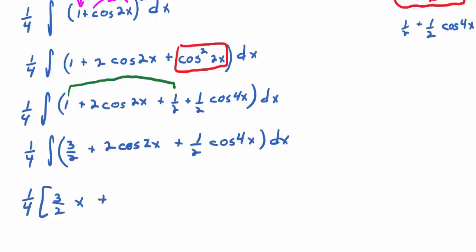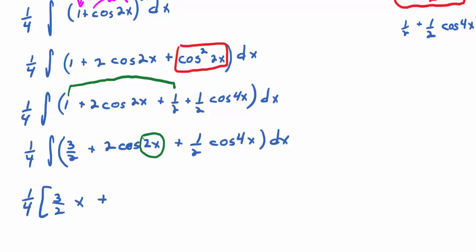Now, this 2 cosine 2x, technically, if you want to see where what I'm about to write down comes from, you could let u equal 2x. And then du is just what? 2 dx. So U substitution would definitely work here. But this one's worth memorizing. Okay, it comes up so often.